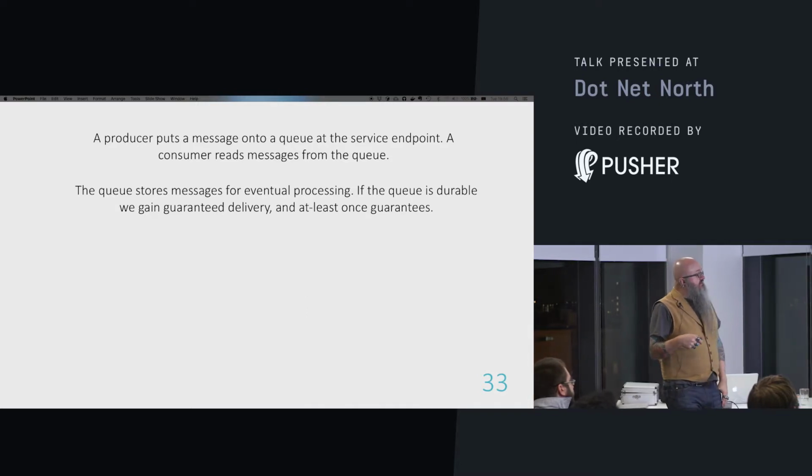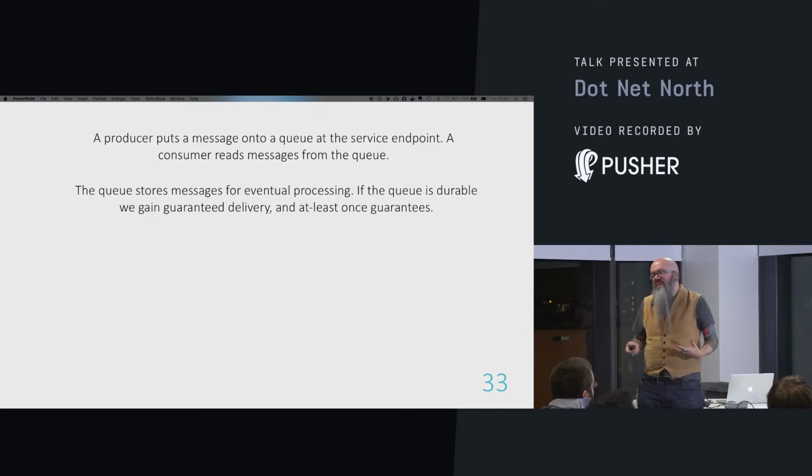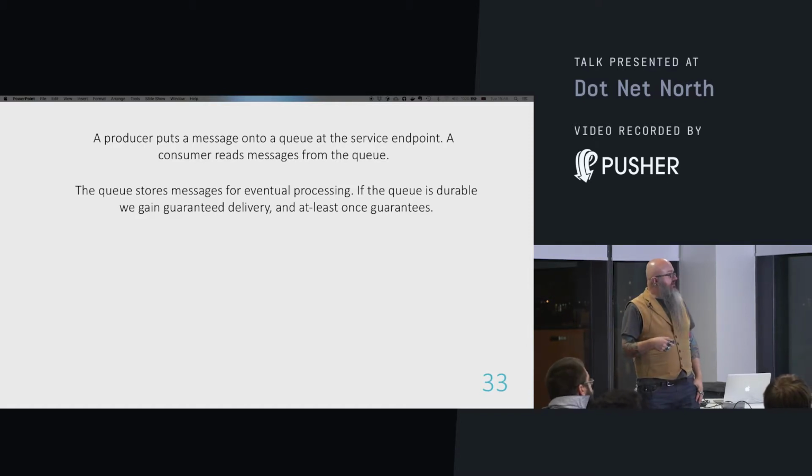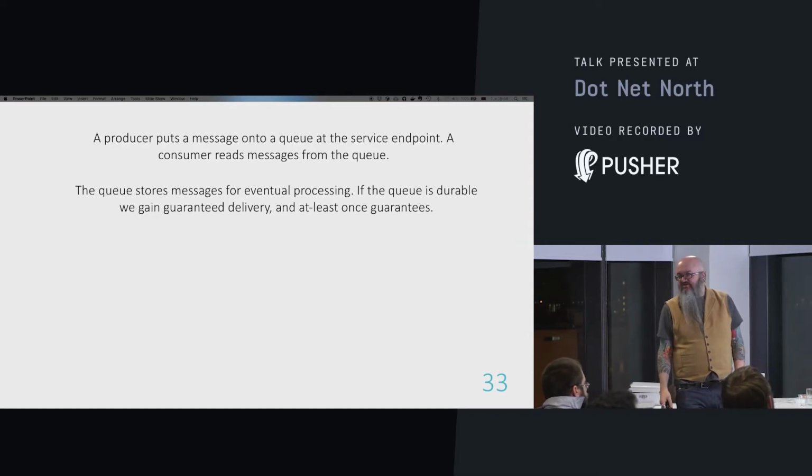So guaranteed delivery says, I will eventually give you this message. I've received the message. Thanks for putting it on the queue. I've received your work, customer. I will get to it. It's guaranteed now. We're going to keep this one for you. And at least once means a consumer will be delivered the message.